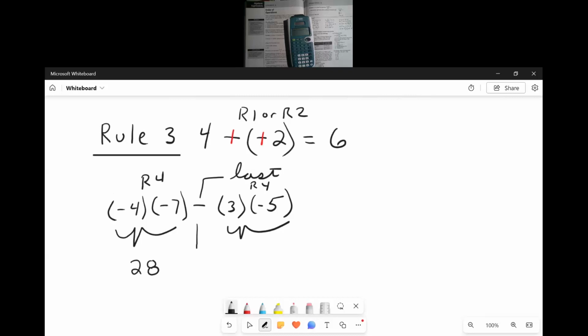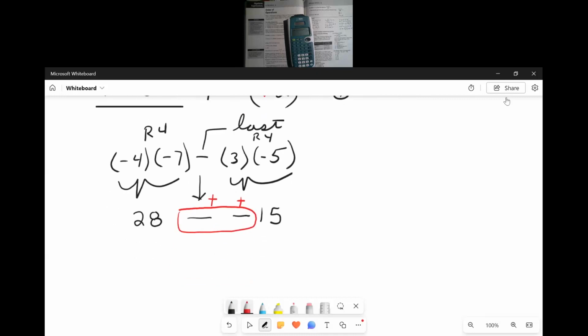Bring down the subtraction. Well, what's 3 times negative 5? Signs are different, so you get an automatic negative. That's negative 15. Do you see that? I'm subtracting a negative integer here, so put plus and plus here. So you've got 28 plus 15, which is 43. And that's the final answer. Now let's do this on a calculator.